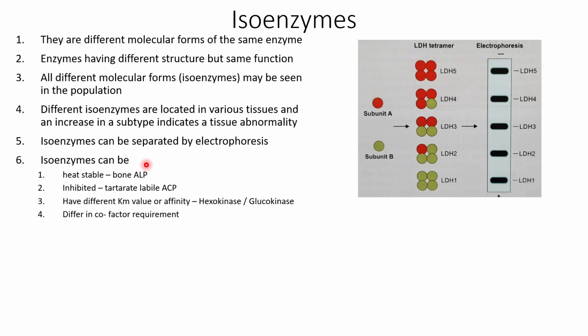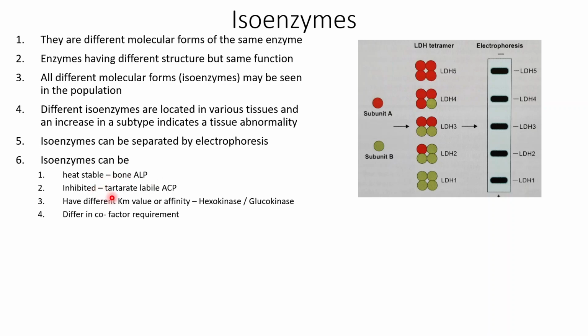Now, isoenzymes can be heat stable. As we all know, proteins are heat labile, but some of the isoenzymes can also be heat stable. For example, bone alkaline phosphatase, because alkaline phosphatase is present also in the liver and in the biliary tract. But those are heat labile, they are affected by heat, whereas the bone alkaline phosphatase is heat stable. So using this property of heat, we can isolate or separate bone alkaline phosphatase from other isoenzymes of alkaline phosphatase from the biliary tract or the liver.